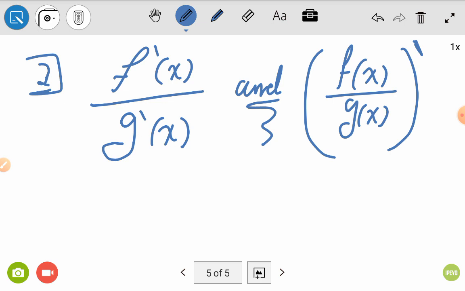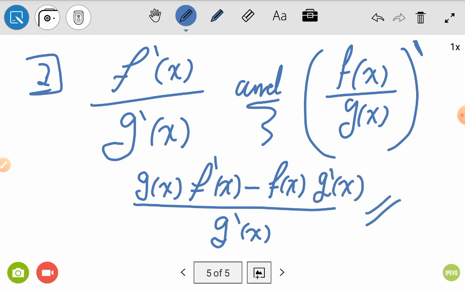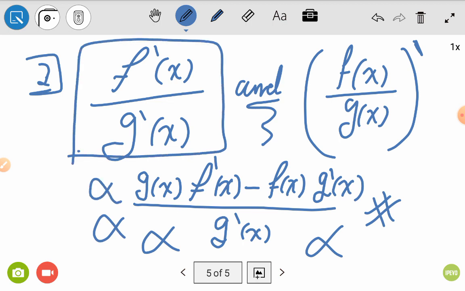This is the second common mistake. All of us know the quotient rule: g of x times f prime of x minus the numerator f of x times the derivative of the denominator, over g of x squared. Don't apply this one. We just find the derivative of the numerator and then the derivative of the denominator separately. Don't use the quotient rule.